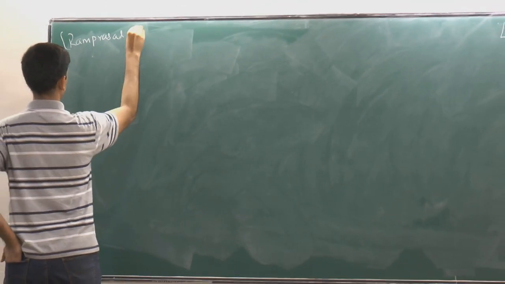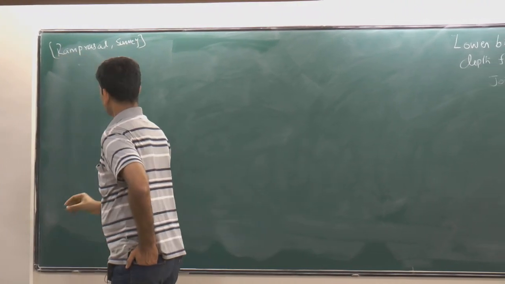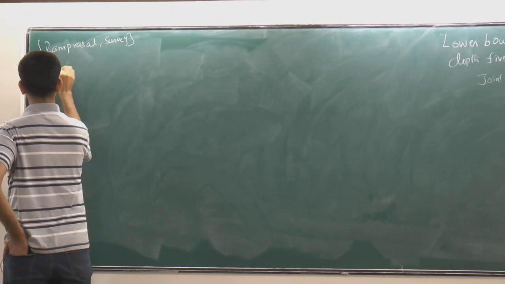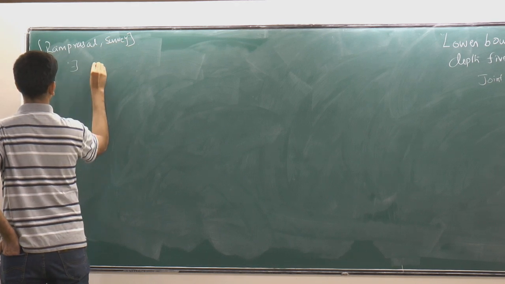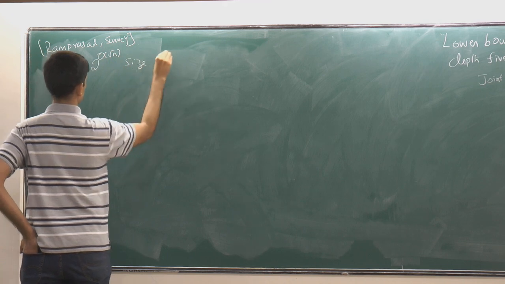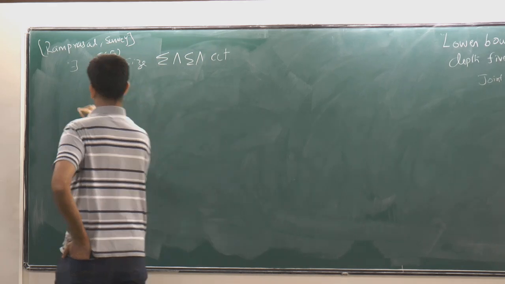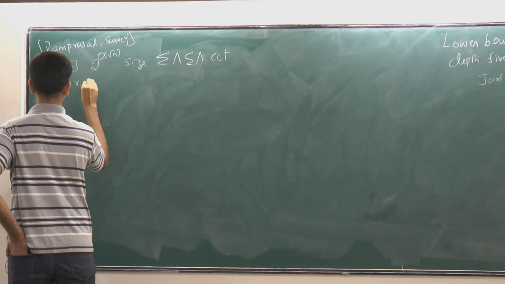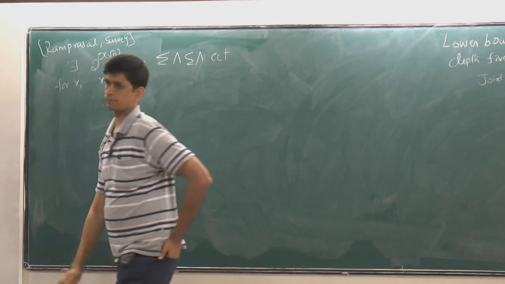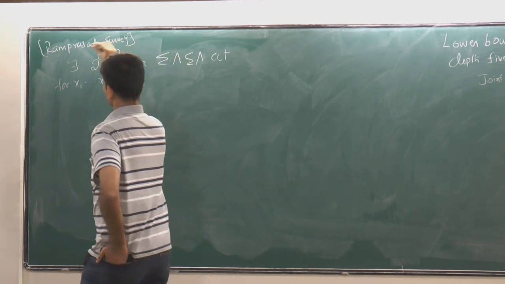In his survey. So in fact, there is a 2 to the order root n size power circuit for x1 to xn. Oh, okay.